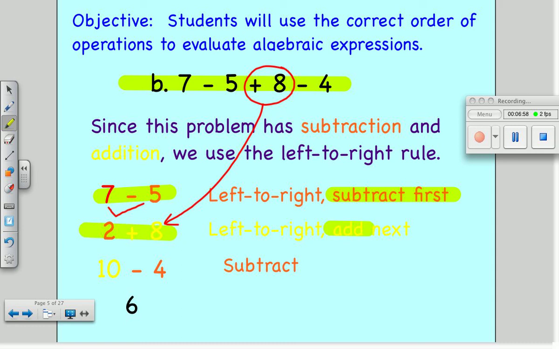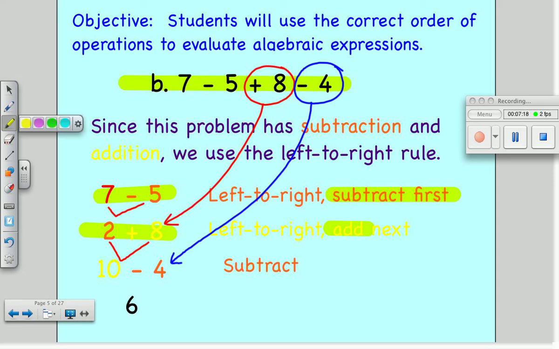Where did the 4 come from? Well, here I have minus 4. And that goes there now. Okay? So you're going to write down 10 minus 4, subtract, and 10 minus 4 is 6. Okay? So again, you don't have to make my pen marks unless it helps you, but you do need to write everything that's highlighted.